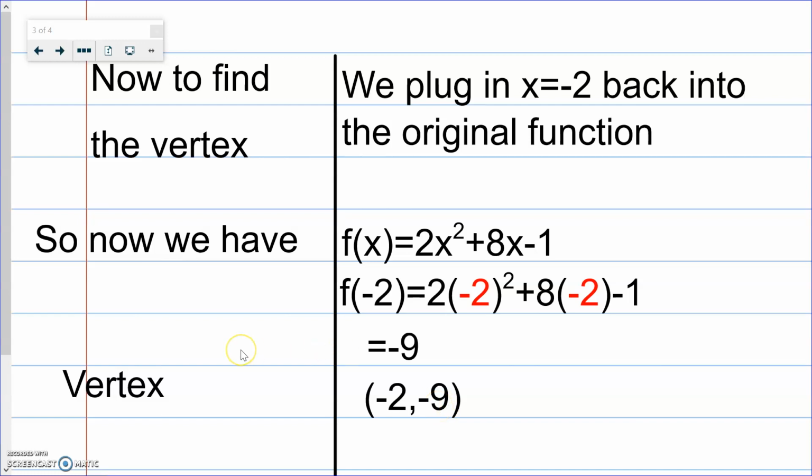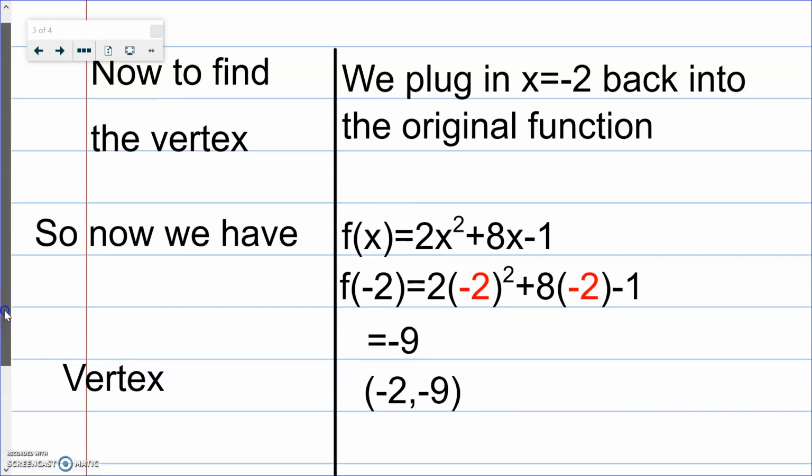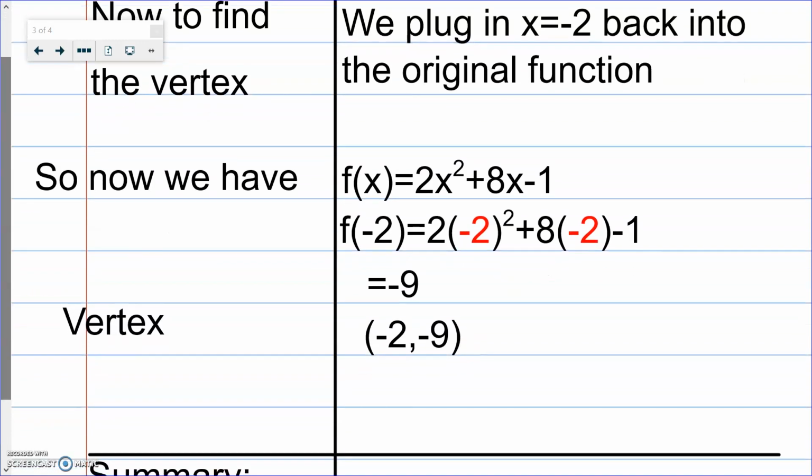So we can still find our vertex and our axis of symmetry using the new function, even though it's not exactly the same as we've been using before.